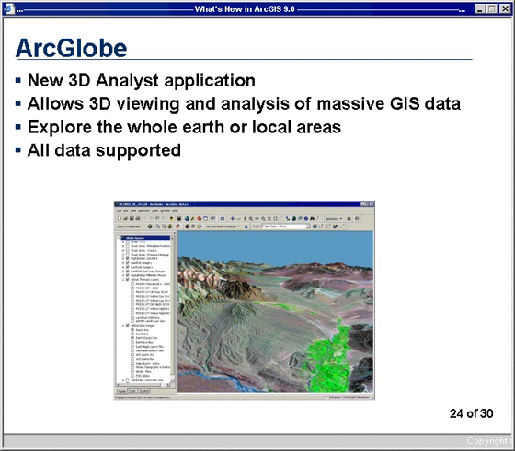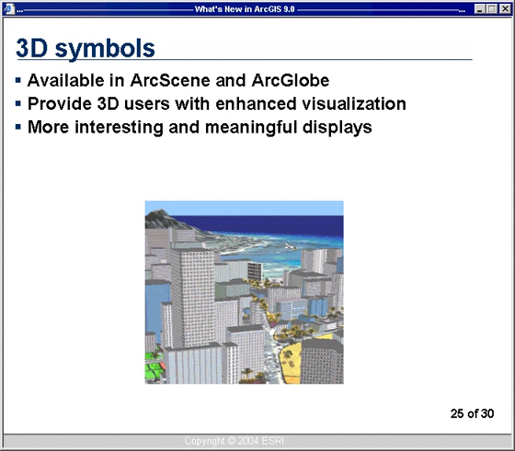We can also display our data in 3D symbols. Now 3D symbols will be available in ArcScene and ArcGlobe. So this is for our vector data. So again, this is just providing 3D users with more enhanced visualization.